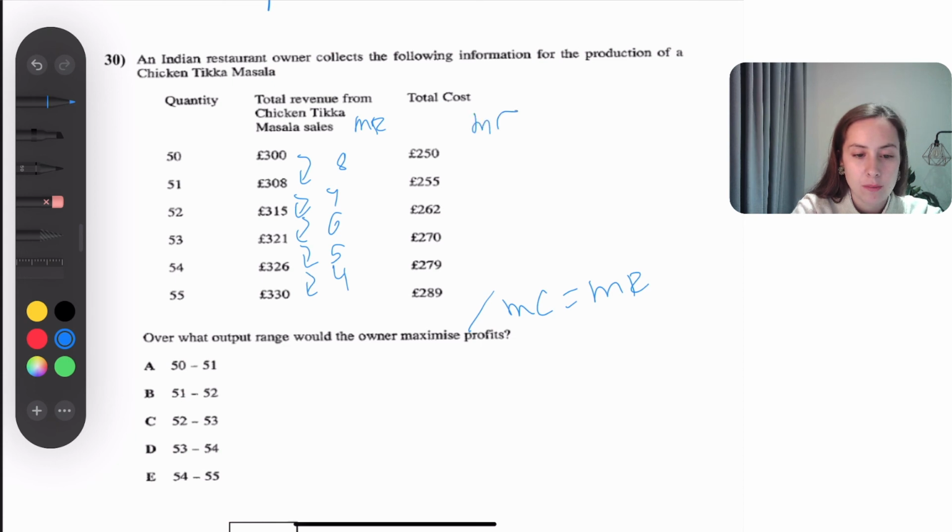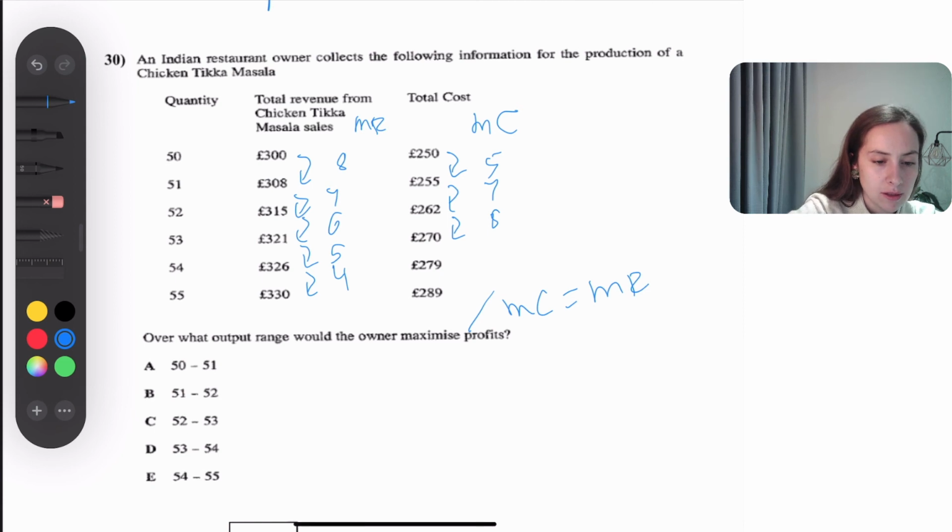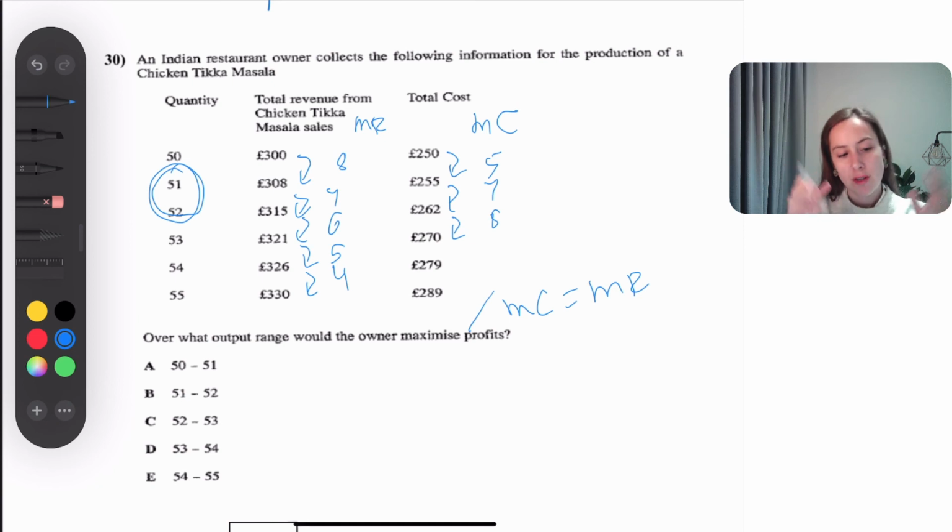And then add in a column to work out MC. And you want to just see whether these things equal. And you can see that they equal at some quantity between 51 and 52.